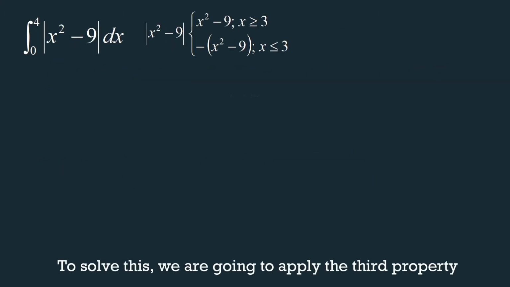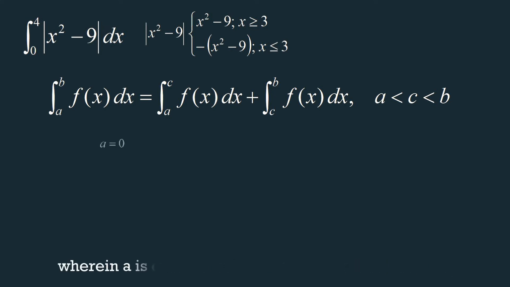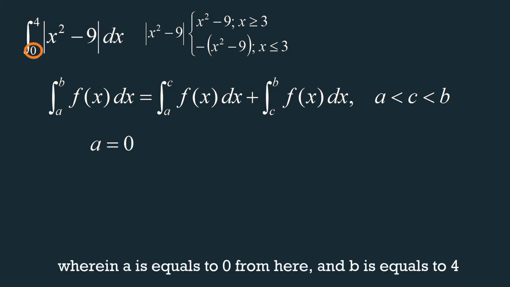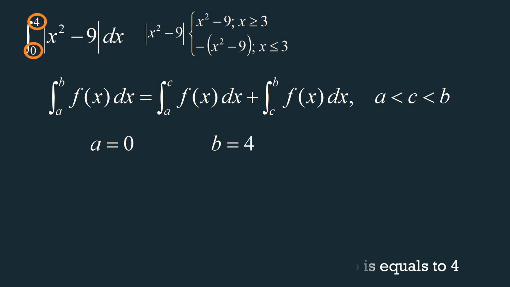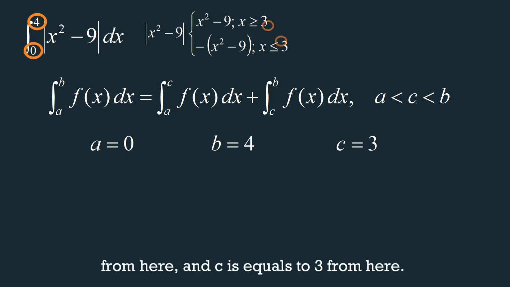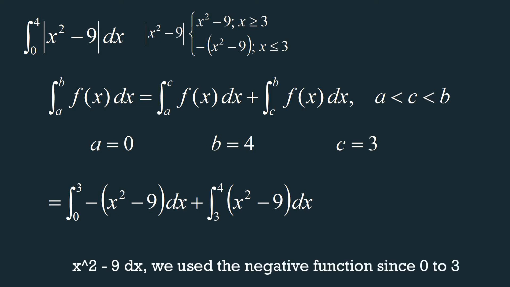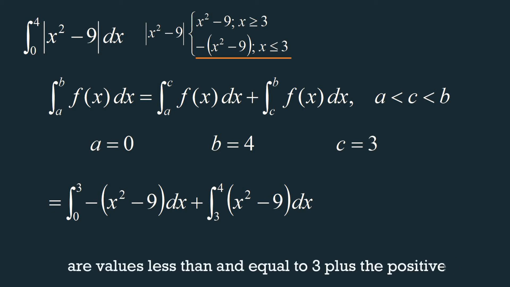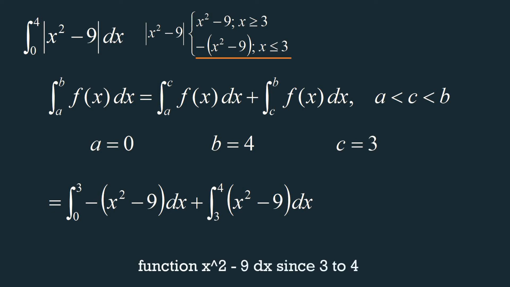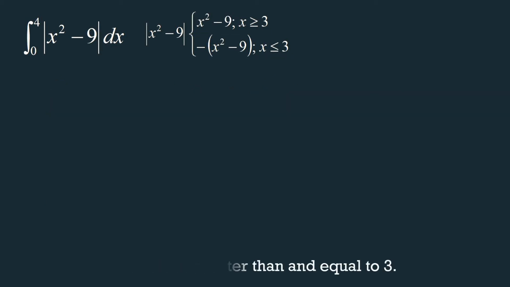To solve this, we are going to apply the third property, wherein a is equal to 0 from here, b is equal to 4 from here, and c is equal to 3 from here. We rewrite the integral as the integral of negative x squared minus 9 dx, we use the negative function since 0 to 3 are values less than or equal to 3, plus the positive function x squared minus 9 dx since 3 to 4 are values greater than or equal to 3.